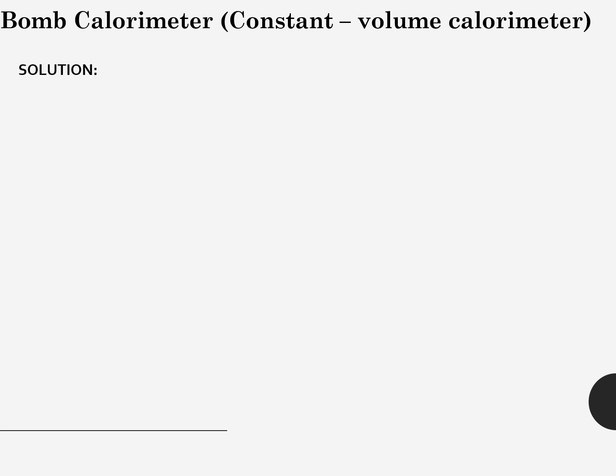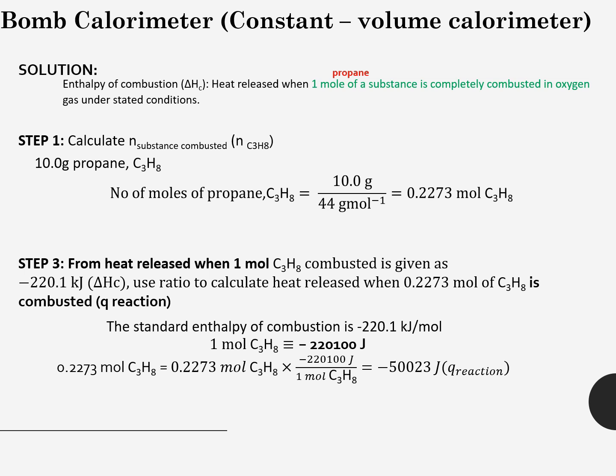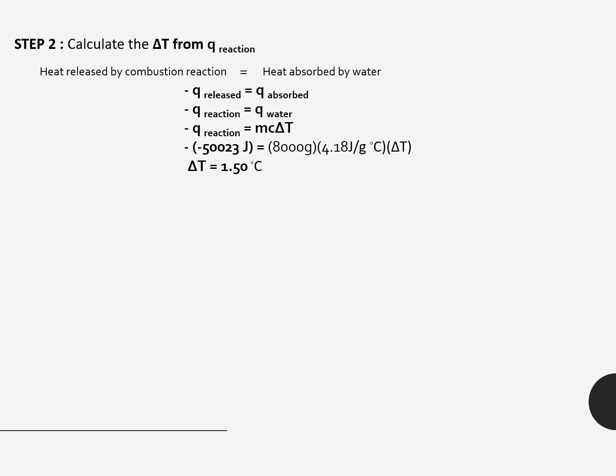So how to solve this question? First, we can still do step number 1 to calculate the number of moles of propane, but we can't do step number 2. Remember, there's no information on temperature given, so you cannot calculate Q reaction. But we can do step number 3 first because there is information on the standard enthalpy of combustion, and that information is for 1 mole of propane. Then we can do the ratio to calculate the Q reaction when 0.2273 moles of propane is combusted. Remember from the question, we already deduced that it is case number 3. That's why the Q reaction term only has the water term in the equation. The Q reaction is obtained from the previous step, then we can just substitute it into the equation to calculate the change in temperature.